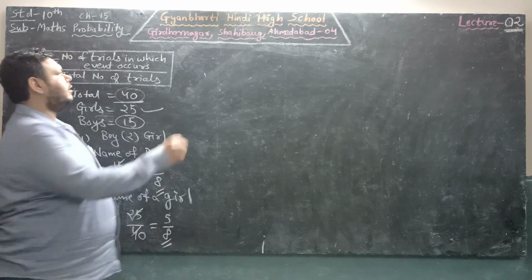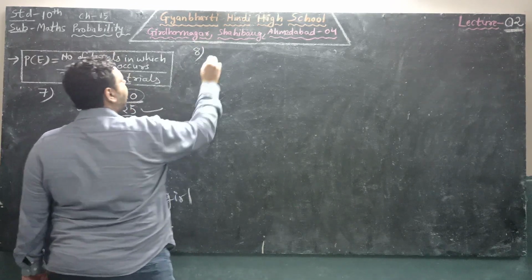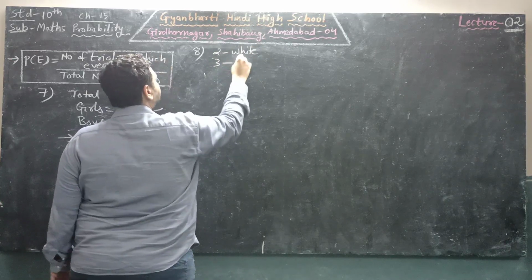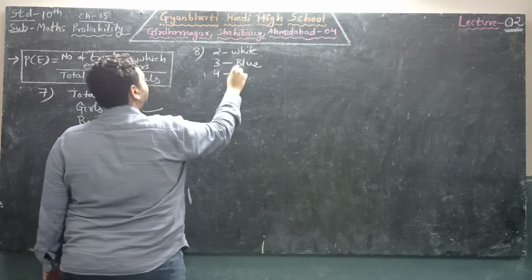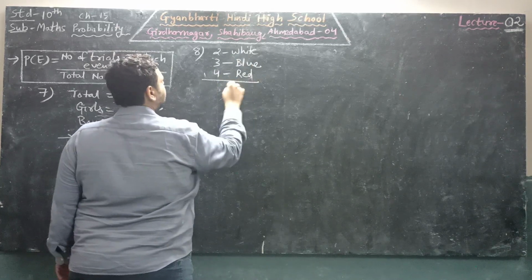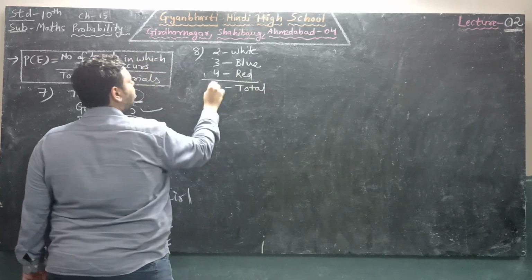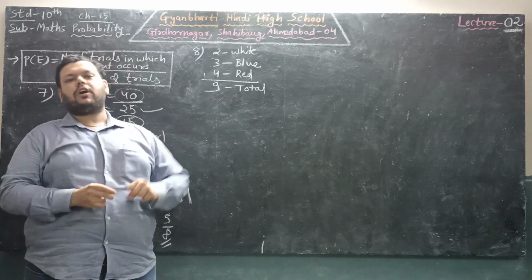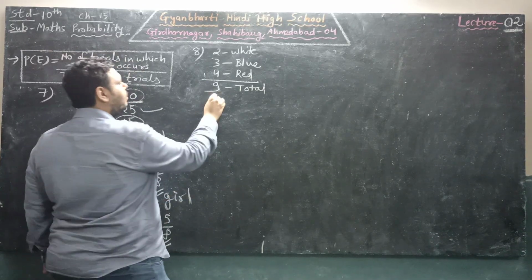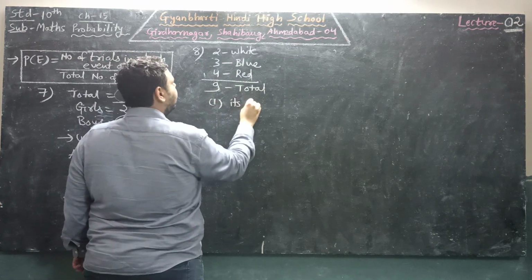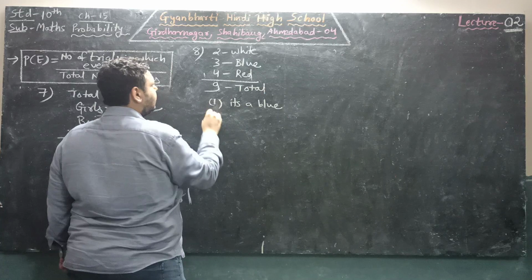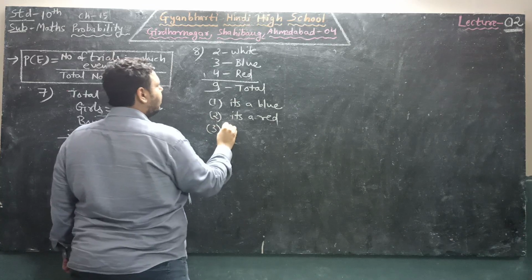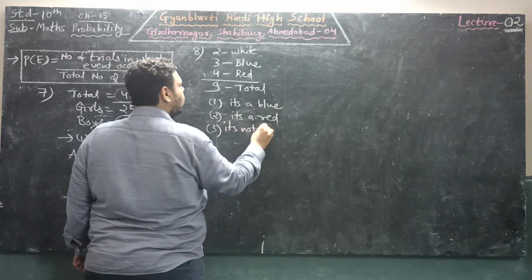Next question number 8. In a box, there are 2 white marbles, 3 blue marbles, and 4 red marbles. So total there are 9 marbles in a box. A boy randomly withdraws a marble from the box. Find the probability that it's a blue marble, second it's a red marble, and third it's not a white marble.